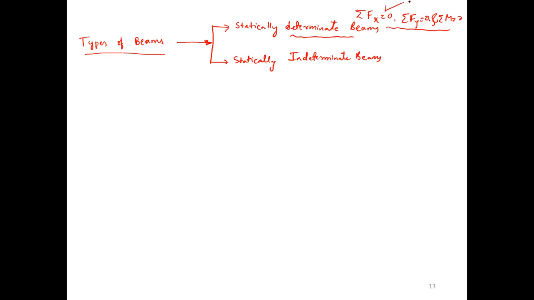The structure will not allow horizontal displacement, that is sigma fx equals 0. The structure will not allow vertical displacement, that is your second equilibrium condition, sigma fy equals 0. The structure will not overturn, that is your sigma m equals 0. These are the fundamentals of civil engineering structures.